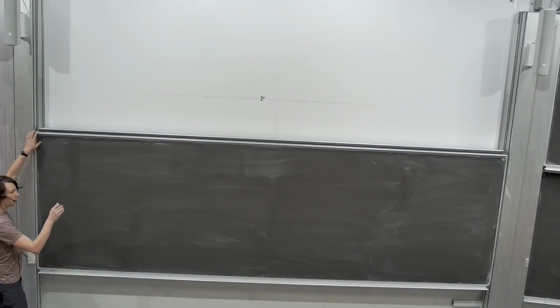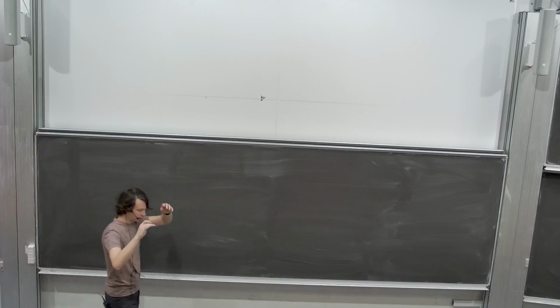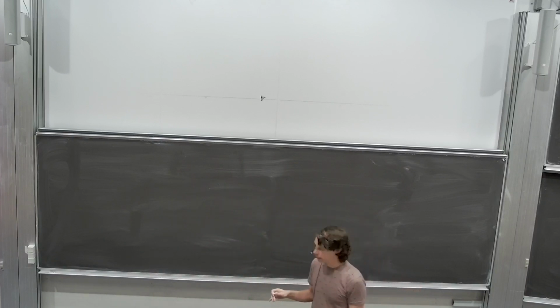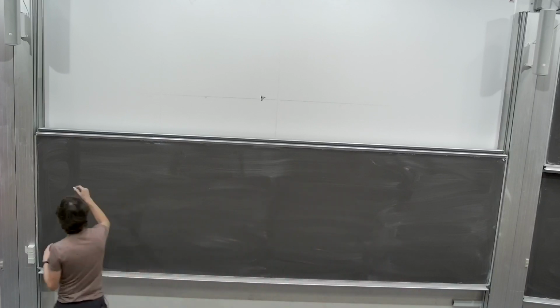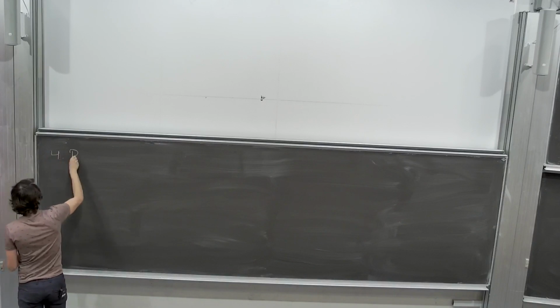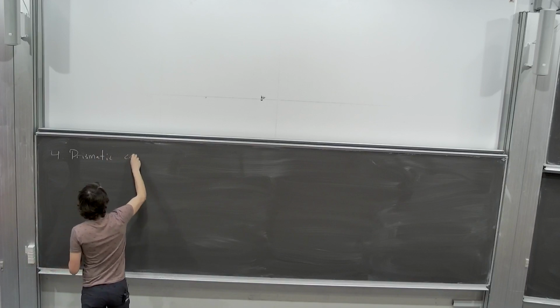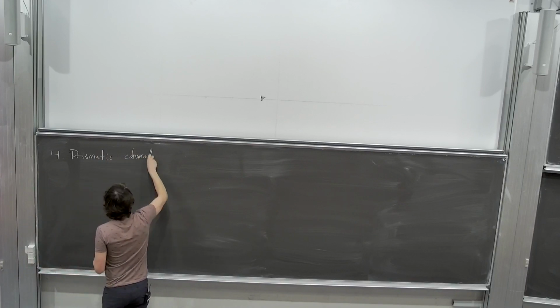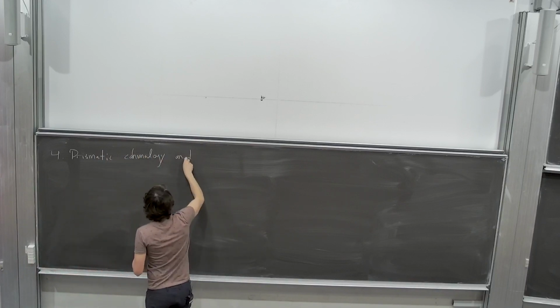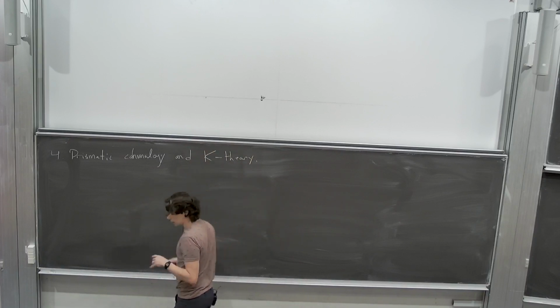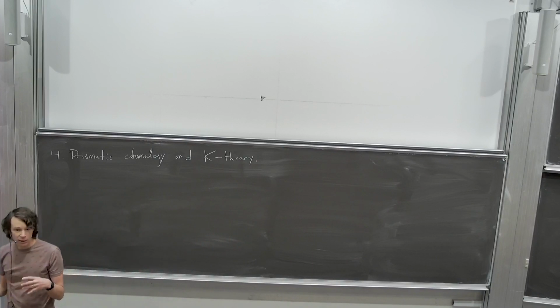So I want to make contact with Achim's lecture and give a little context to what's going on and what we're thinking about. This lecture is going to be called Prismatic Cohomology and K-Theory. And we've been creeping up on this topic from two different directions.